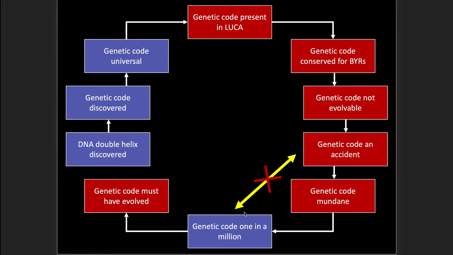There's a contradiction. And sometimes the contradictions are between red boxes. That is, they're internal contradictions within evolutionary thought. In this case, you have the evolutionists concluding that the genetic code is not evolvable, and then later having to conclude that it must be evolvable. It must have evolved. So there you go. This sequence reveals one problem of many with the idea that the genetic code evolved.